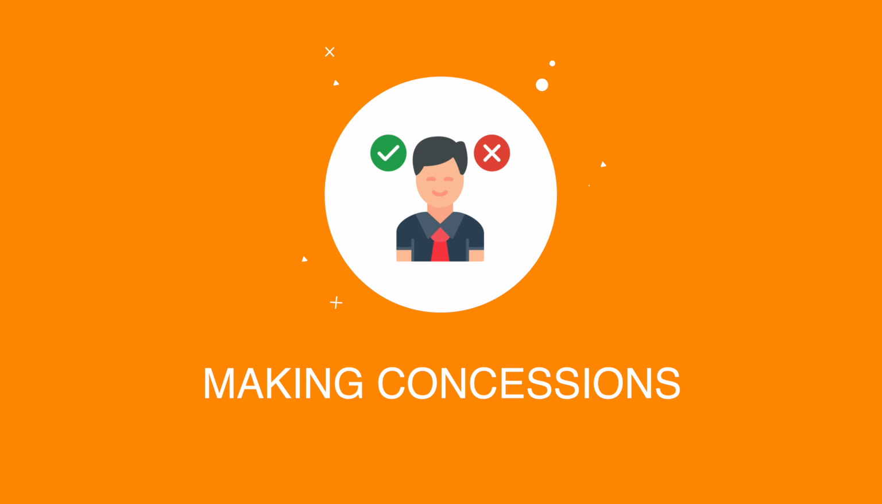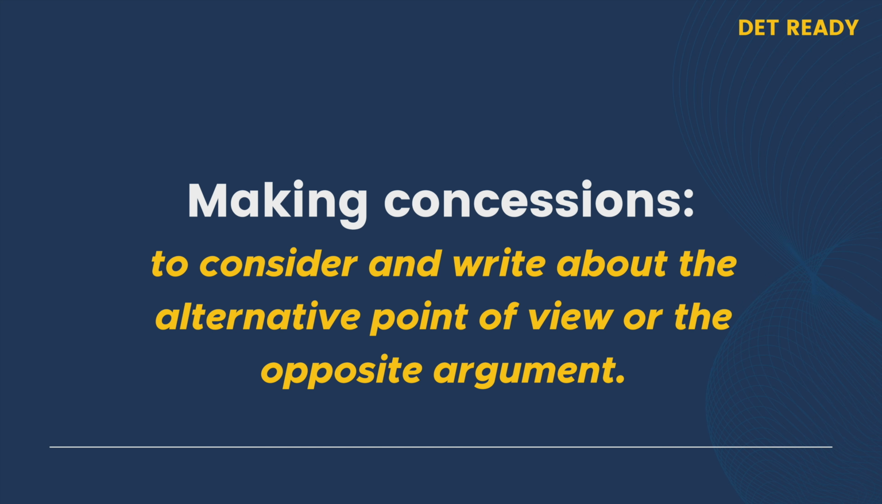Okay, next up we have an advanced technique in paragraph writing, and it's called making concessions. This is an advanced technique both in paragraph and essay writing. Making concessions means to consider and write about the alternative point of view or the opposite argument. And doing this is an advanced technique because it shows that you have a good understanding of the topic and you can make a well-rounded argument.